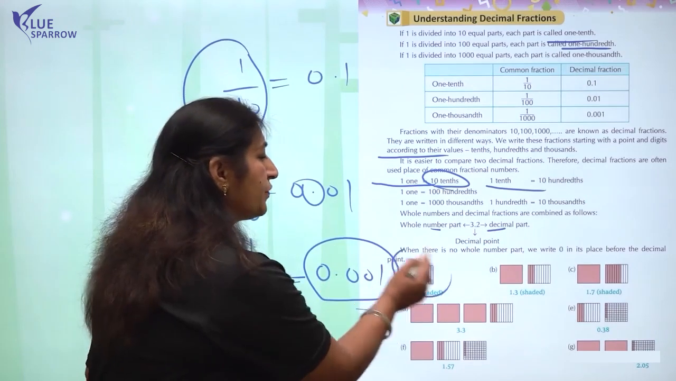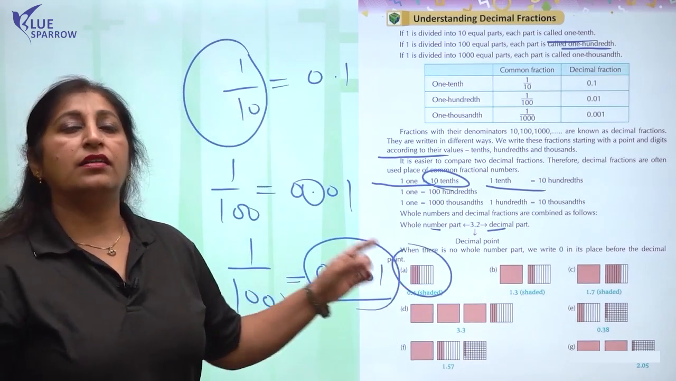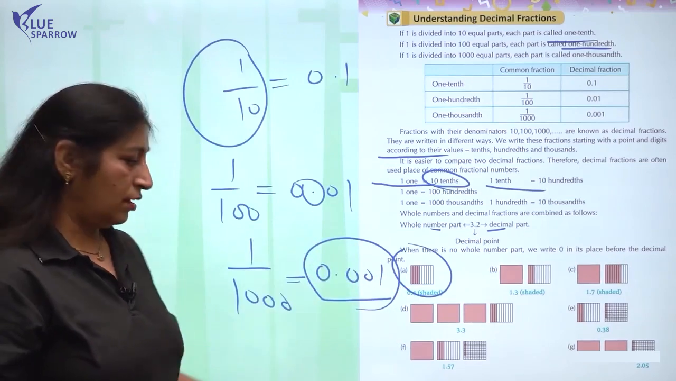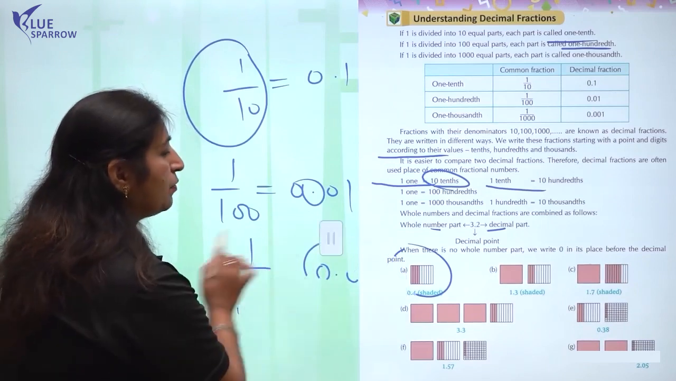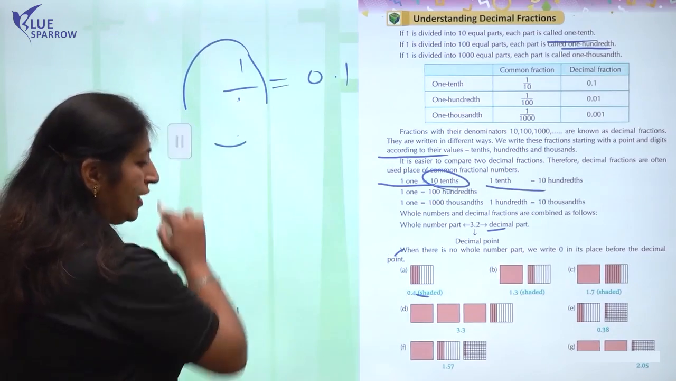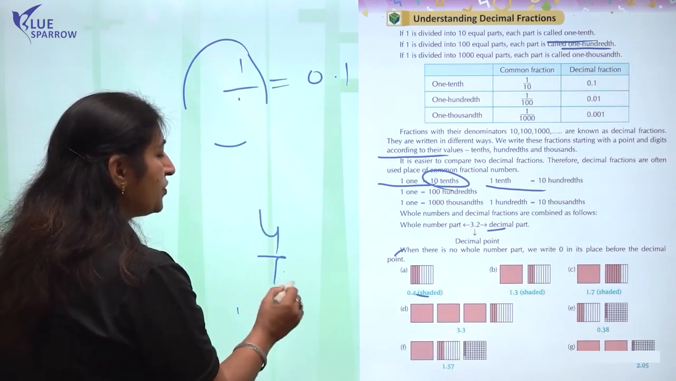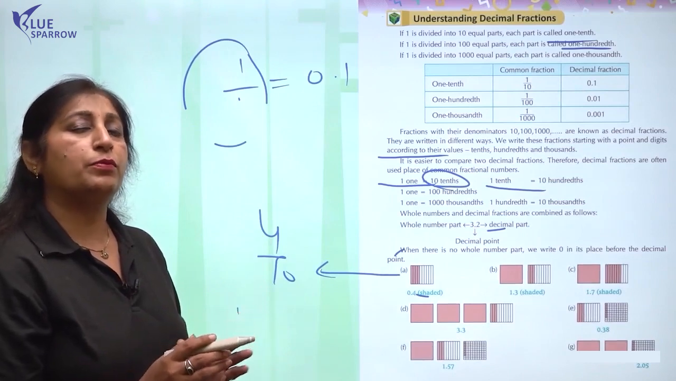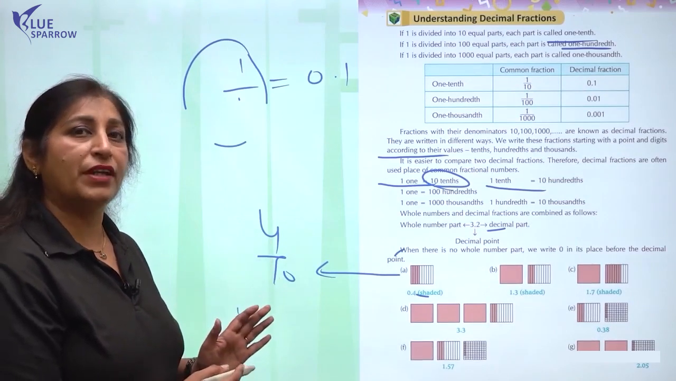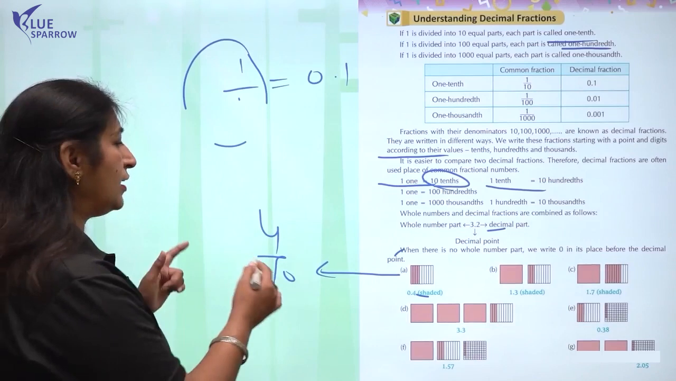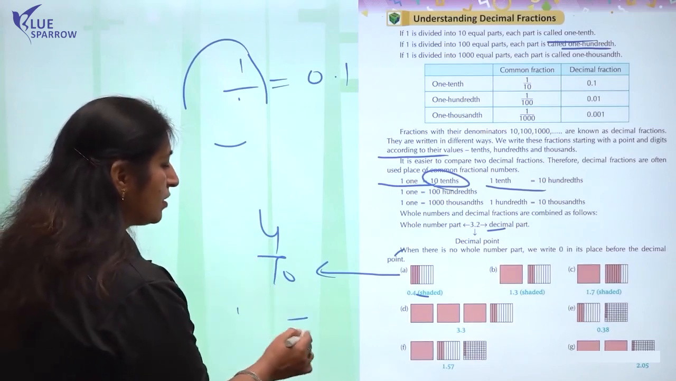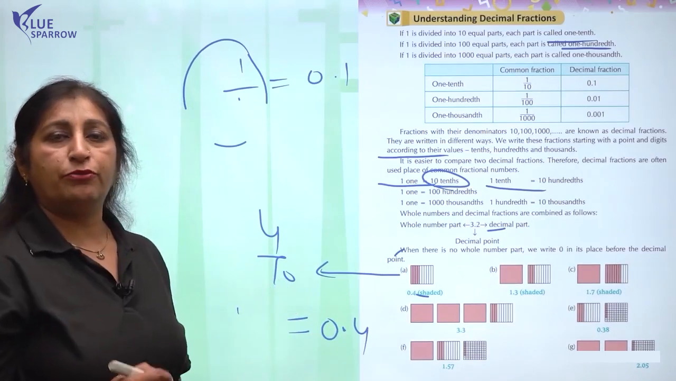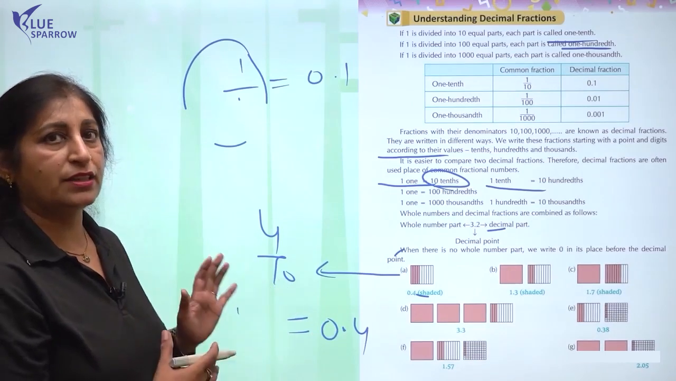Suppose we consider this figure. In this figure you can see that there are 10 parts total and 4 parts are shaded. For writing the fraction for this, we can write it as 4 upon 10. The common fraction for the shaded portion is 4 upon 10. 4 portions are shaded out of 10, so the common fraction would be written as 4 upon 10. And in decimal fraction, this can be written as 0.4. There is only one place after the decimal, 0.4.